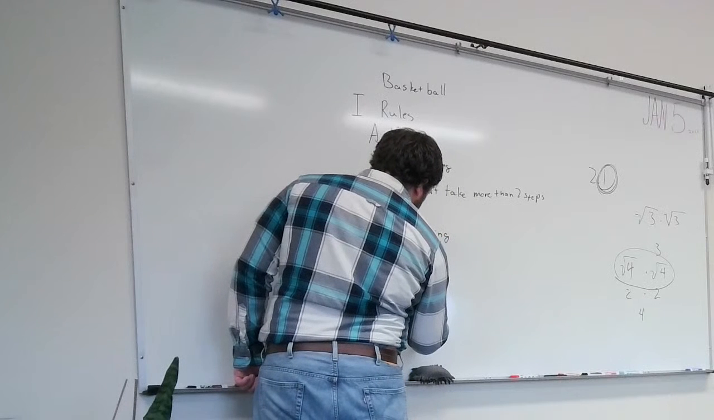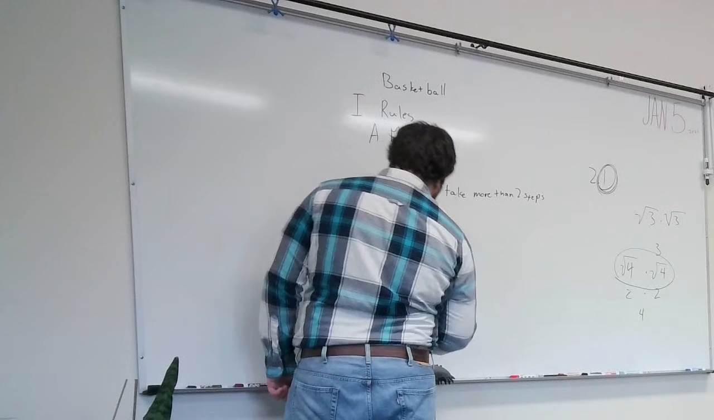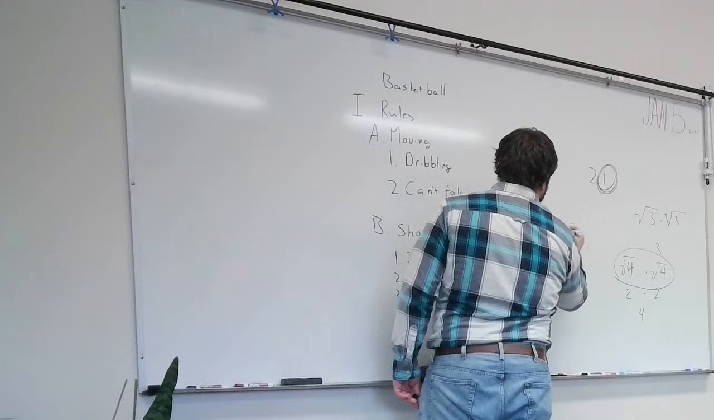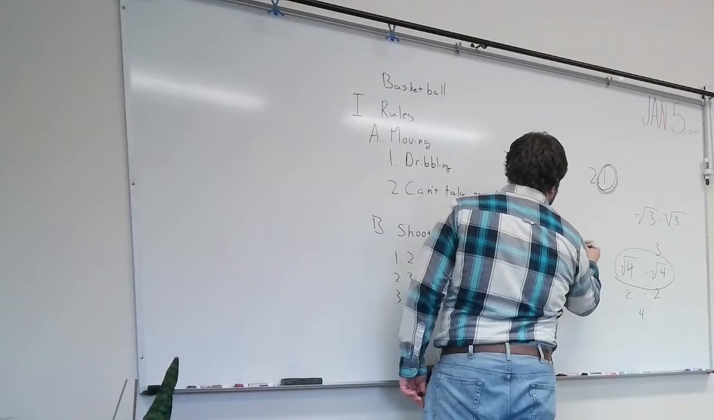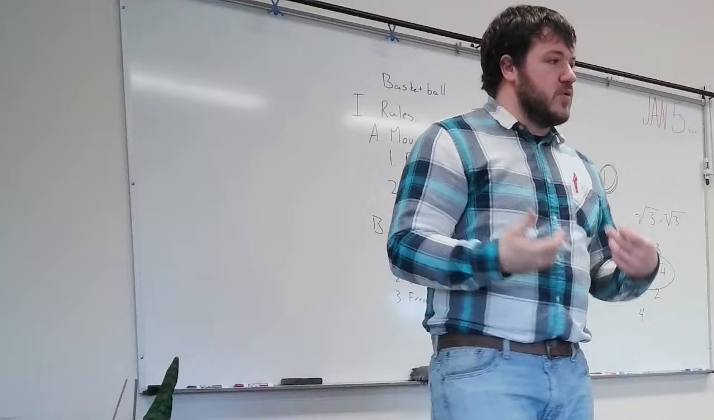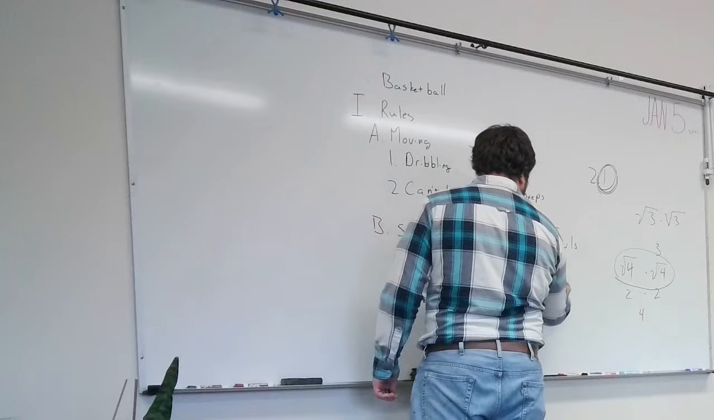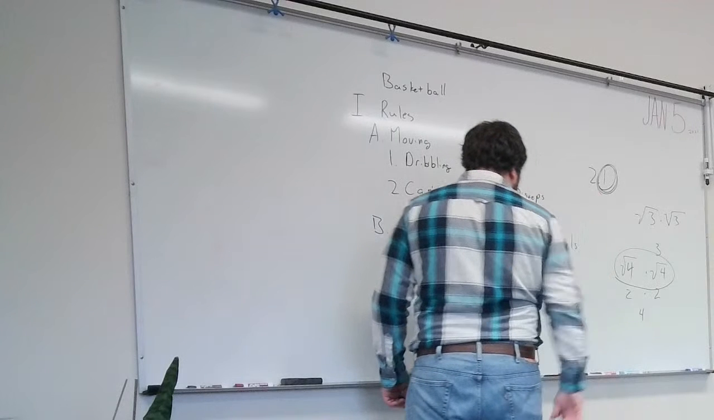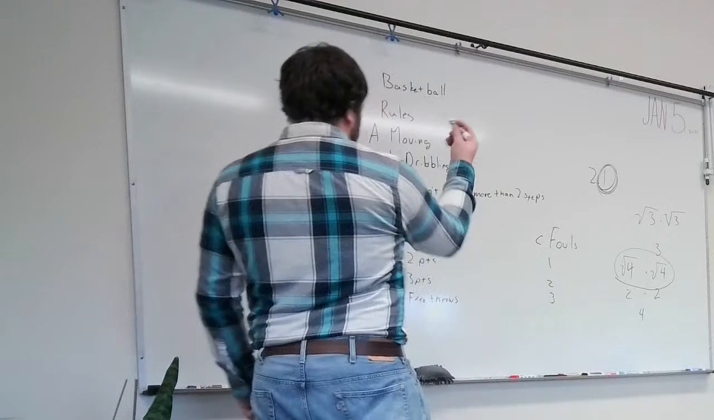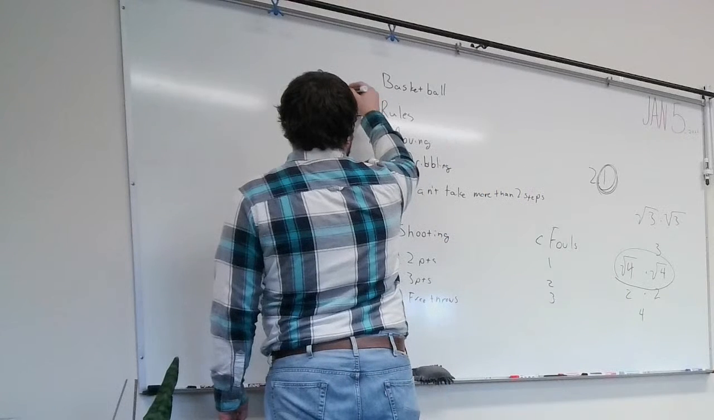Free throws. And then we can have another set. We're going to make a C here. We're going to call this fouls. All right, so this is another set of the rules. These are all things that are under rules, right? And under fouls we can have a list of whatever kind of fouls or out-of-bounds rules, whatever. You put down what you need. So now, we're done with rules.